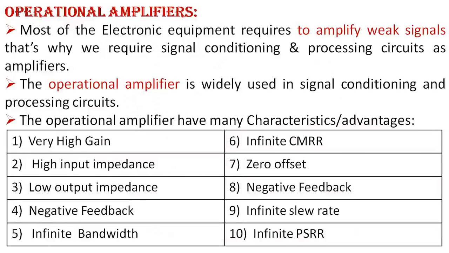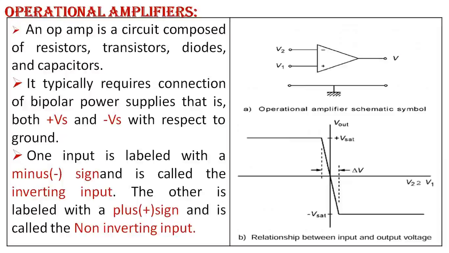Next one is the operational amplifier. Most electronic equipment requires amplifying weak signals. That's why we require a signal conditioning and processing circuit such as an amplifier. The operational amplifier is widely used in signal conditioning and processing circuits. The operational amplifier has many characteristics and advantages: very high gain, very high input impedance, low output impedance, negative feedback, infinite bandwidth, infinite CMRR, zero offset, infinite slew rate, infinite PSRR. So the diagram shows the symbol and the relationship between input and output.